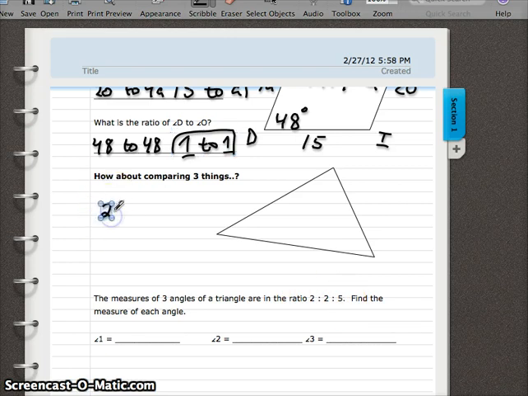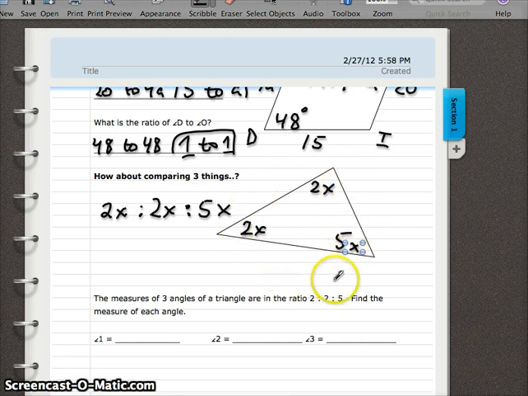So I have 2, I'm going to assign it x. We'll say it's a 2x to 2x to 5x ratio. Okay, and you can put that in your triangle if you want to visualize it. Those two angles are equal. They're going to be 2 times whatever x is. And it's going to be 5 times whatever x is.